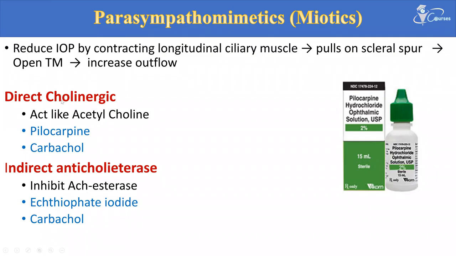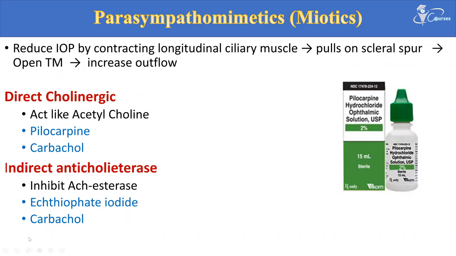Another category of drug is called the indirect anticholinesterase. They will provide the parasympathomimetic action through an indirect pathway. They will prevent the enzyme that destroys the acetylcholine, so they will inhibit the acetylcholinesterase, leading to abundance of the acetylcholine in the neuromuscular junction.